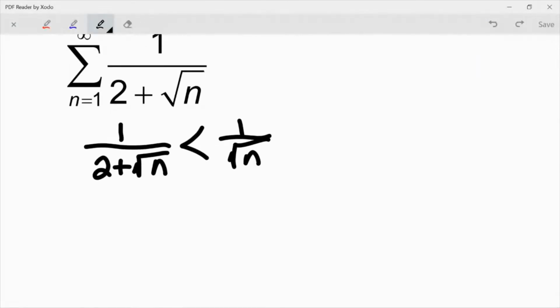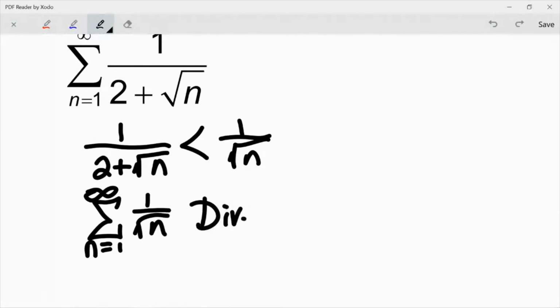If that's true, what we're hoping is that the larger of the two would converge, right? But in this case, if I look at 1 over square root of n, well, that one diverges, and that one diverges by the p-series test.